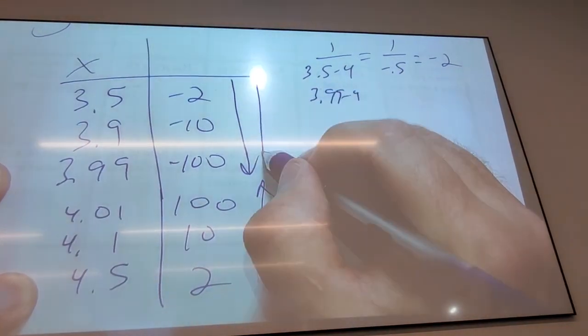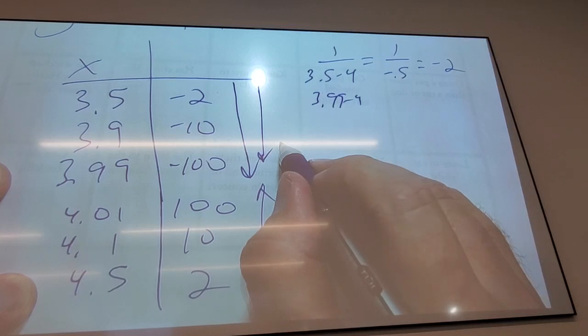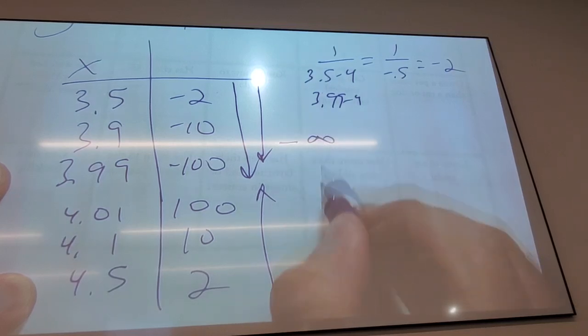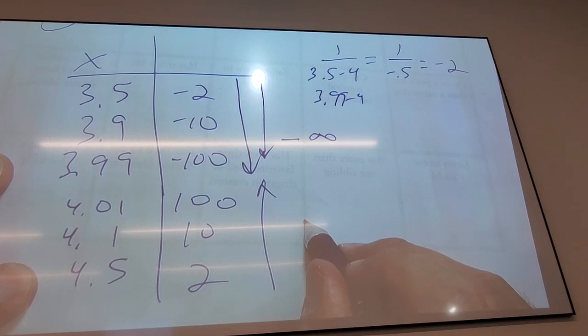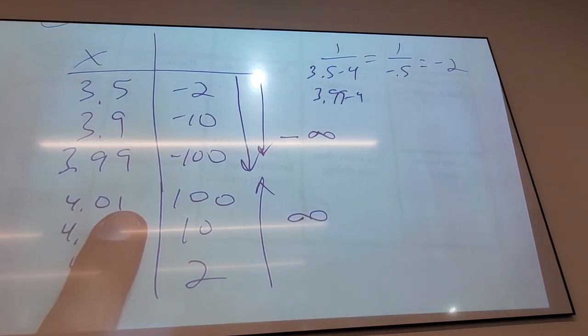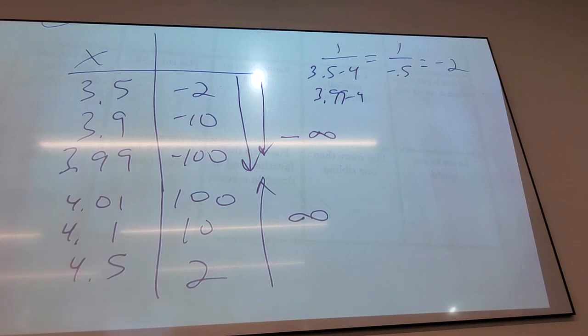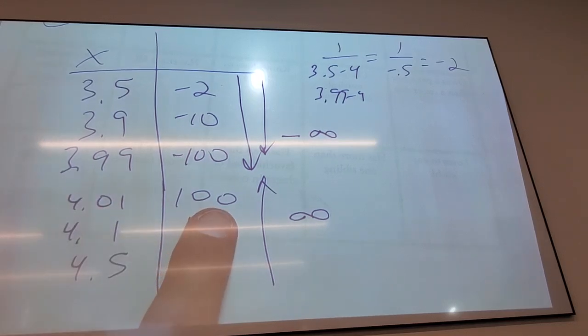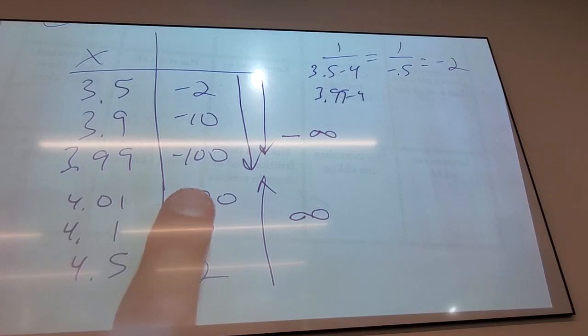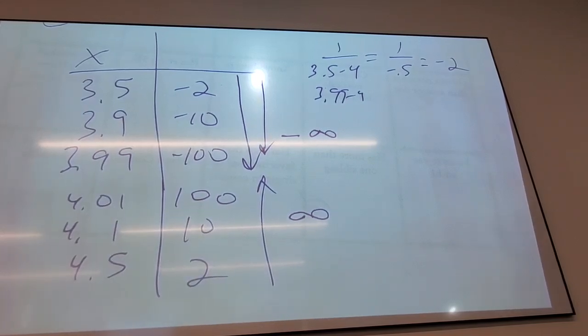So when I go this way, it's approaching negative infinity, and when I'm going this way, it's approaching positive infinity. Because how many zeros can I put between 4 and 1? As many as I want to. And every time I put another 0, I put another 0 here, yes? So I can make this number as big as I want to. That is what infinity is. Infinity is not a location. Infinity is not a number.